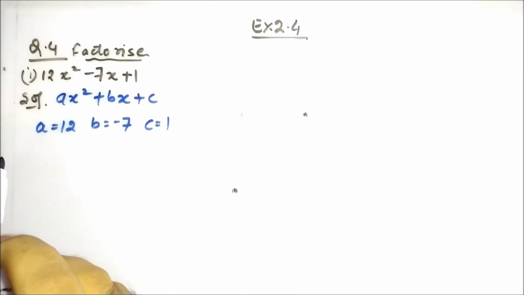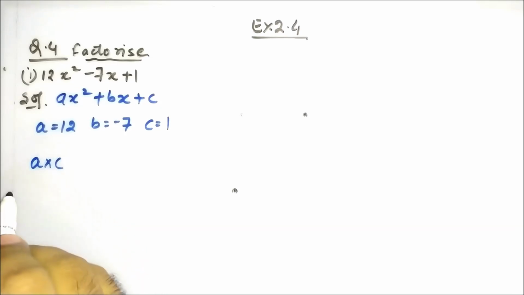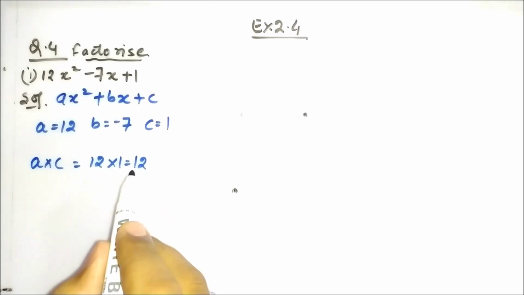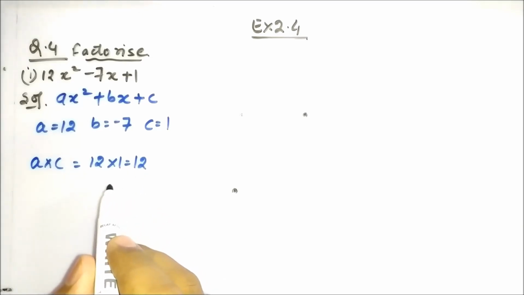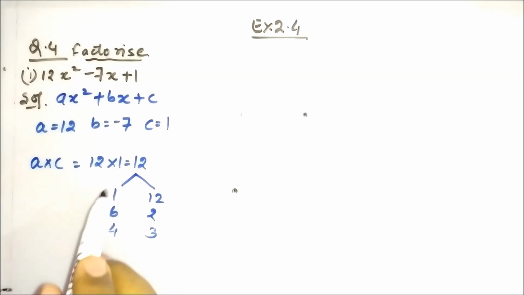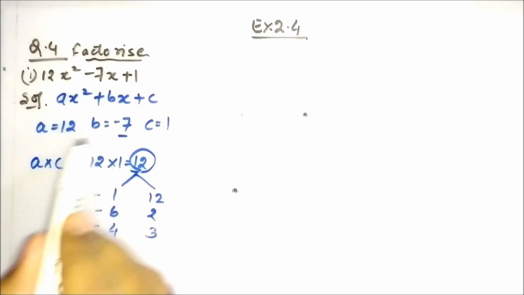Okay, so from here we are going to start with our splitting the middle term method. First we are going to multiply a and c. So when you multiply a and c, you will get 12 into 1, that will be 12. Now we need to find the factors of 12 such that it will be a multiple of two numbers, like 1 into 12 or 6 into 2 or 4 into 3, like this. All these pairs, when you multiply, you will get 12. But which pair to be selected? We need to select such a pair so that after multiplying you will get a into c, and after adding you will get the value of b.